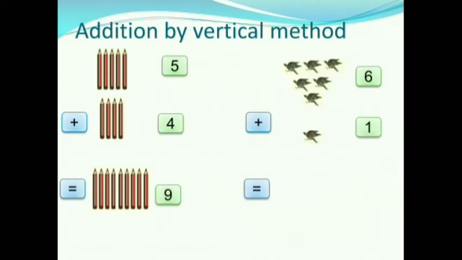What is 6 plus 1? 1, 2, 3, 4, 5, 6, 7. The sum of 6 plus 1 is equals to 7. So we will write 7. See the next pictures, children. What are these? Yes, these are leaves. How many leaves are there in the first box? Let us count it. 1, 2, 3. 3 leaves are there. So we will write 3.